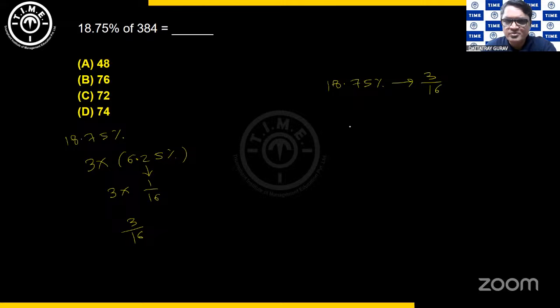So my question becomes simply 3 by 16 into 384. So just divide by 16 here. If I divide by 16, starting with 2, 32, remaining is 6. 16 4s are 64. Just multiply this. Answer is 72. So option C is the answer.